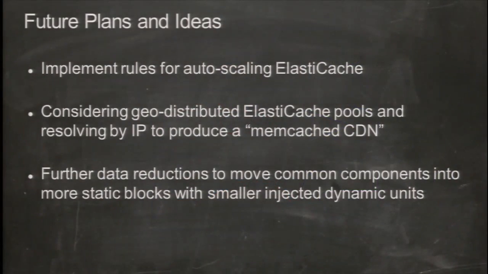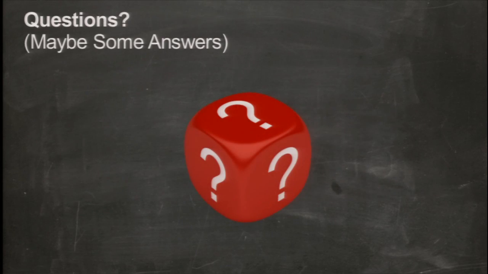Future plans and ideas: we'd like to implement auto-scaling on ElastiCache, and auto-discovery will allow that now to happen. We've thought about using Memcached and ElastiCache across multiple regions to create something like a Memcached CDN. And we also want to try and break up these services into common components and try and assemble things out of ElastiCache instead of delivering an exact hit. We'll see if that pans out into anything.